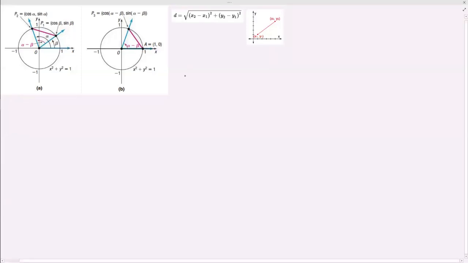Okay, so that means that the square root of the x here minus the x here, so that's going to be cosine of alpha minus beta minus the x at 1, 0, which is 1, that quantity squared. It's going to be kind of lengthy, plus the y coordinate, which is sine of alpha minus beta, minus 0. So I'm just going to leave that off. I'm not going to put minus 0, but the y is 0.